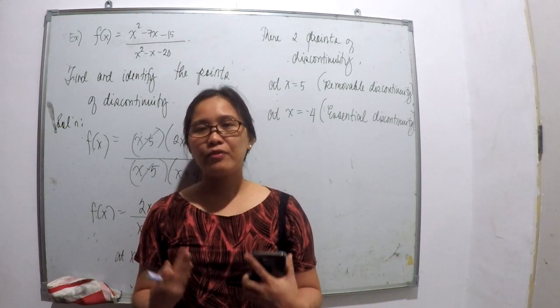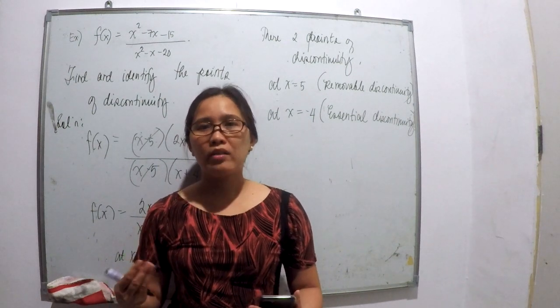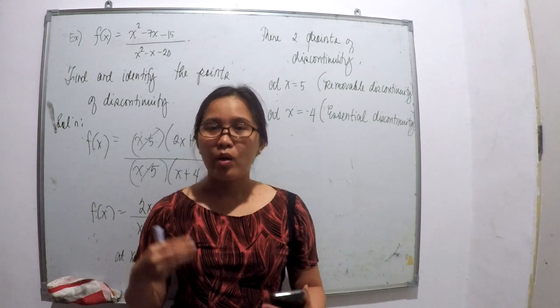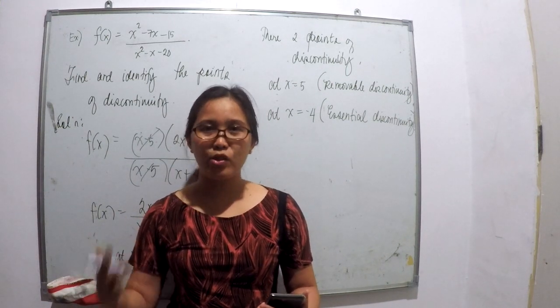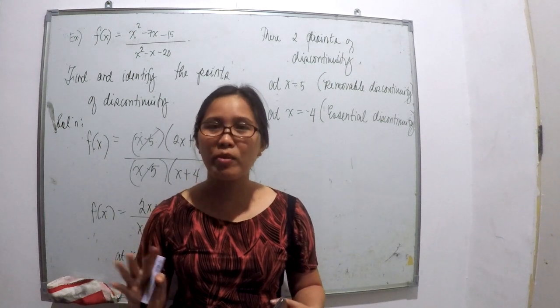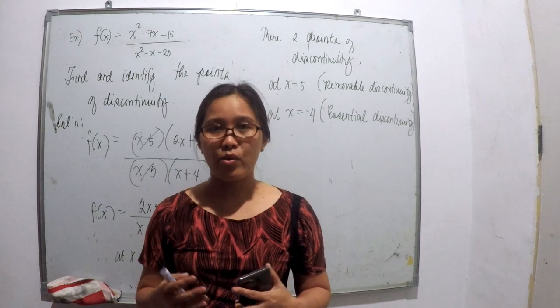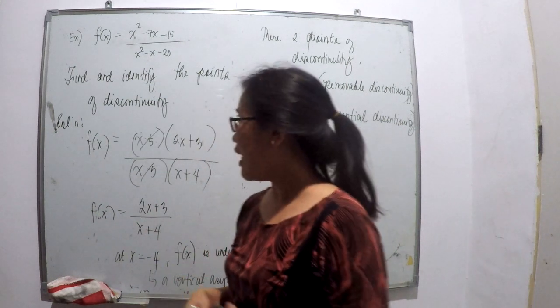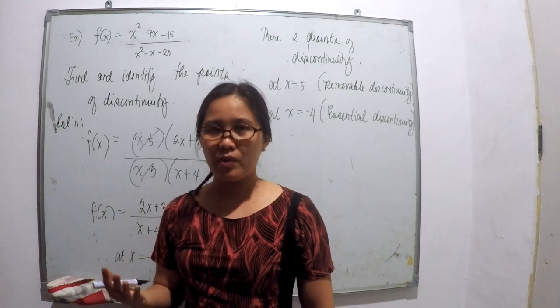Okay? Then the fourth one is removable discontinuity, and it happens when the function is rational and has a common factor in the numerator and denominator, because the common factors can be cancelled out. Therefore, it has a removable discontinuity. And these are just a few examples of types of discontinuities.